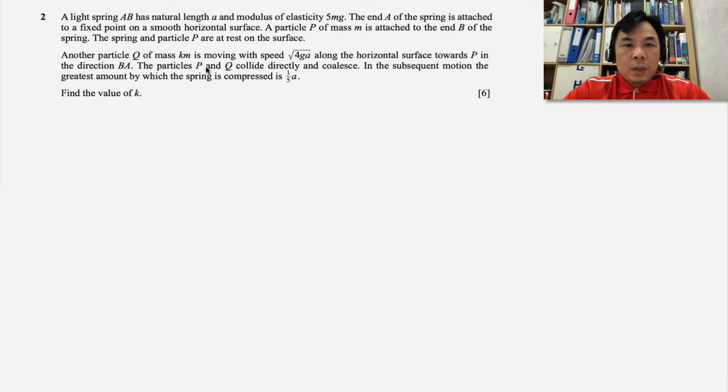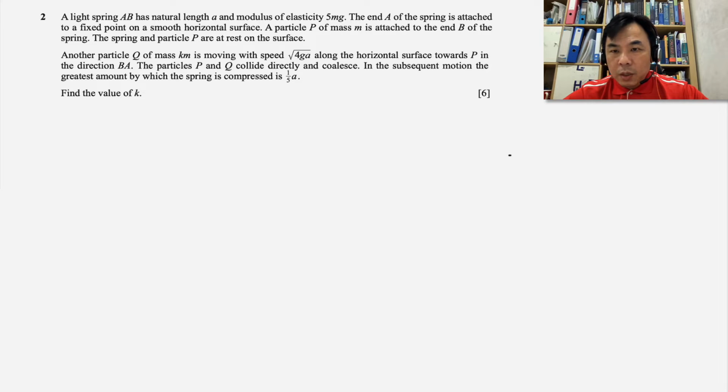Then another particle Q of mass km is moving with speed square root of 4ga along the horizontal surface towards P in the direction of BA. These two particles collide and then coalesce, meaning that they join together. In the subsequent motion, the greatest amount by which the spring is compressed is 1 over 5 a. So by using all this information, we're going to work out the value of k here. All right. Now, I'm just going to sketch a very simple diagram to represent this.